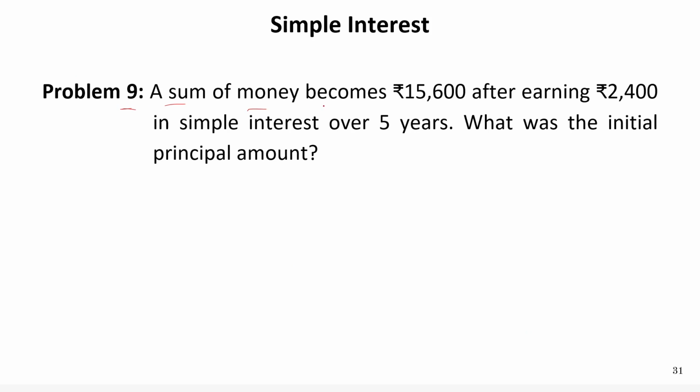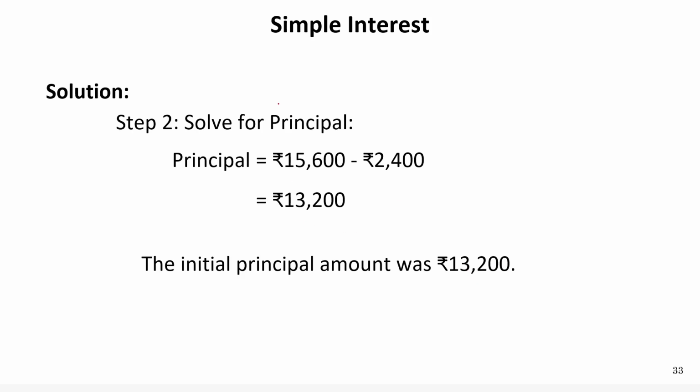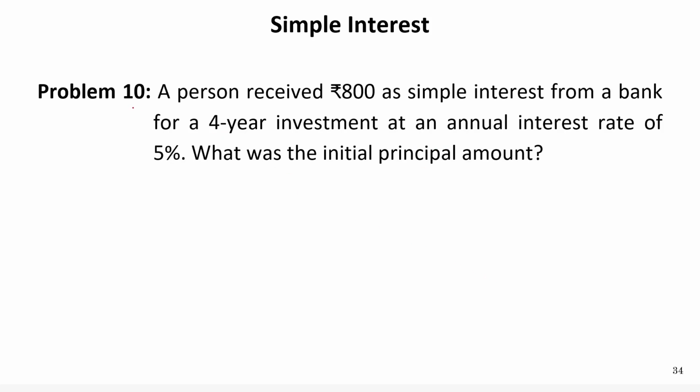A sum of money becomes 15,600 after earning 2,400 in simple interest over 5 years. Then what was the initial principal amount? If the total amount is 15,600, then principal plus SI is equal to 15,600. So 15,600 is equal to principal plus 2,400. Solving for principal, 15,600 minus 2,400 is equal to what? 13,200, right? So the initial principal amount was this much. So let's see problem number 10.